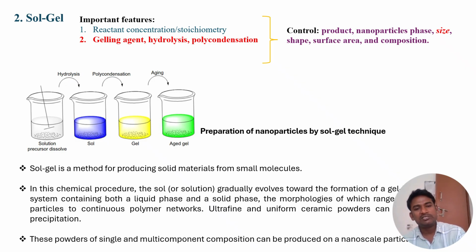So sol gel is a method for producing a solid material from small molecules. In this chemical procedure, the sol, that is solution, gradually evolves towards the formation of a gel containing both the liquid phase and solid phase. The morphology ranges from discrete particles to a continuous polymer network. Ultrafine and uniform ceramic powders can be obtained. These powders of single and multi-component composition can be produced in nanoparticle shape.